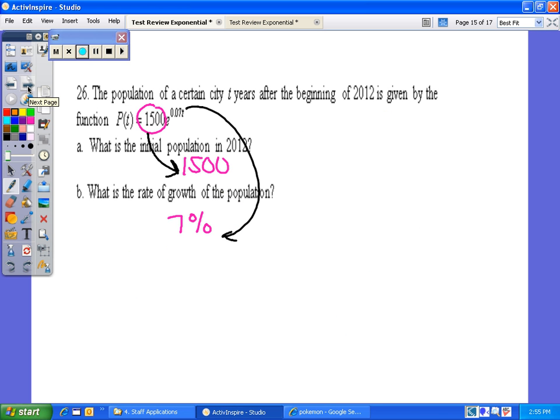Okay, 26 says the population, blah, blah, blah. It says, what is the initial population in 2012? The initial is always the P. It's the starting. So since it starts with 1,500, that's your initial. So anytime they ask for initial, make sure you put that down. What is the rate of growth that is occurring? The rate of growth was 0.07. When you move it over 2 decimal places to the right, that's how we get 7%.